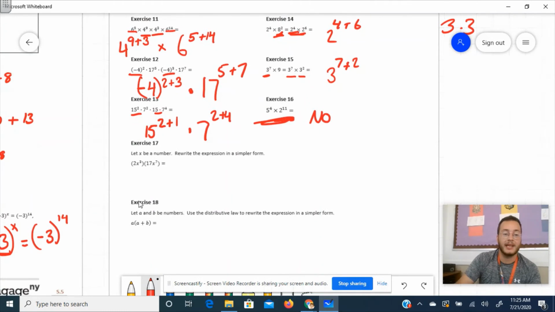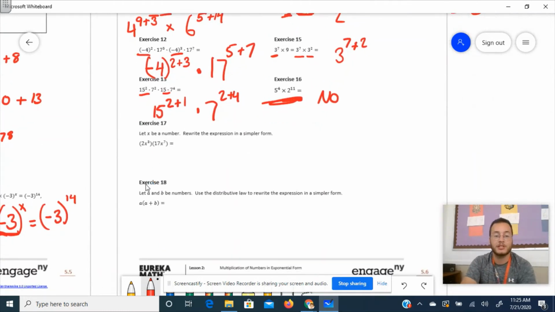Exercise 17. Let x be a number. Rewrite the expression in simpler form. Oh, these are interesting. So let's look at it. I have 2 times x. Remember, this is 2x to the third power times, because parentheses mean multiplication if they're right by each other, 17x to the 7th power. Remember, whenever you have something like 2x, this is the same thing as saying I have 2 times x. That means there are 2 x's, it's 2 times x.